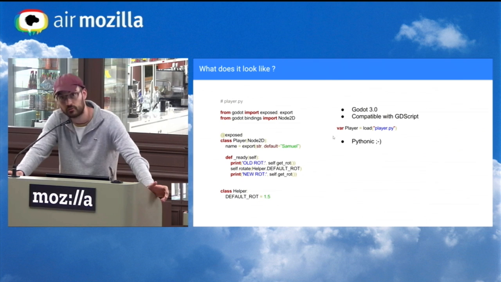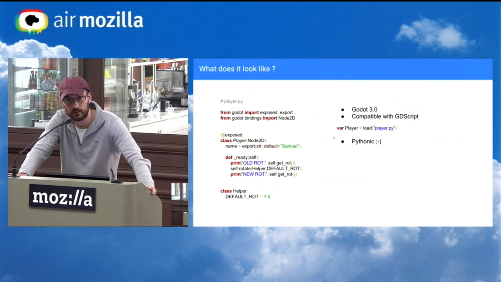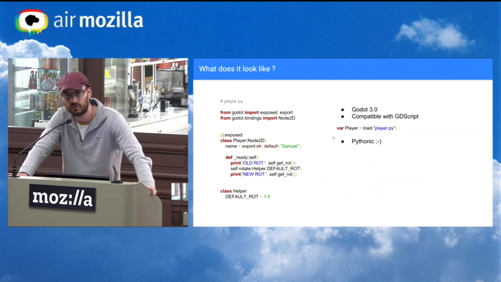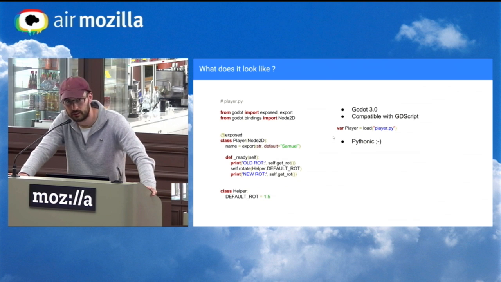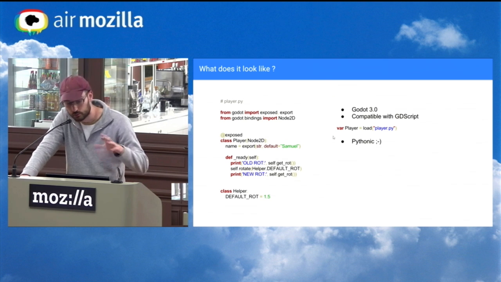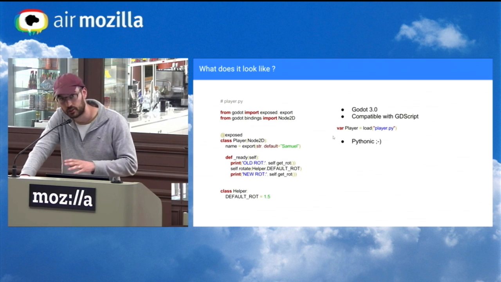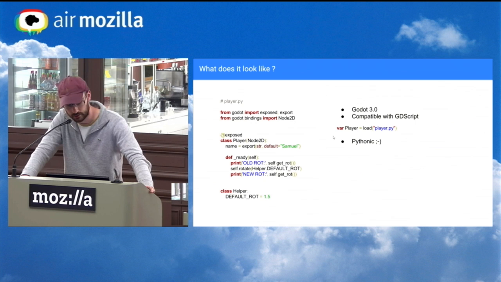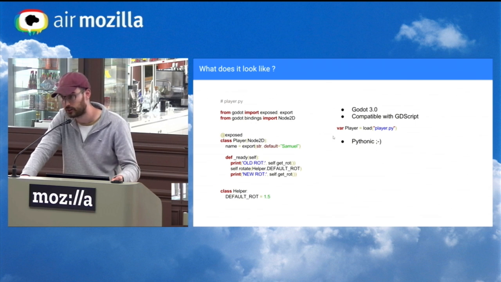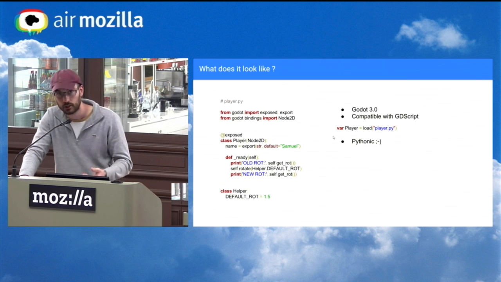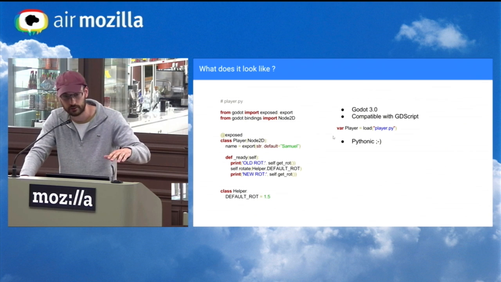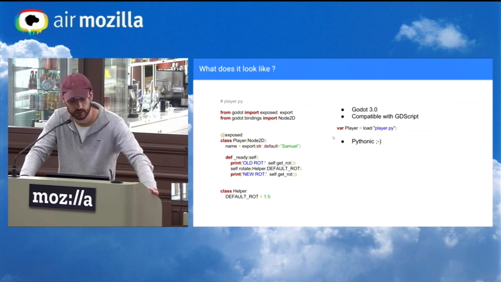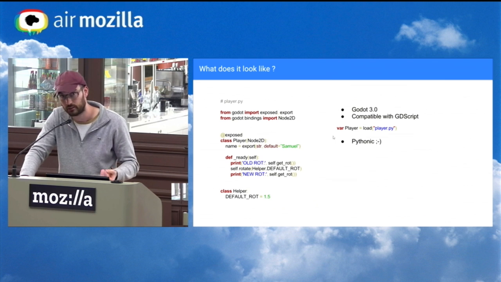Just try to imagine the pointer is moving to the left, on the expose keyword. If you don't know Python, it's what is called a decorator. It's just a way to say, okay, this class is a bit special. It does something special. So in this file, you see that the class Player is exposed. From a Godot point of view, all the rest won't be visible, and it will only use the Player class as the representative of this file.